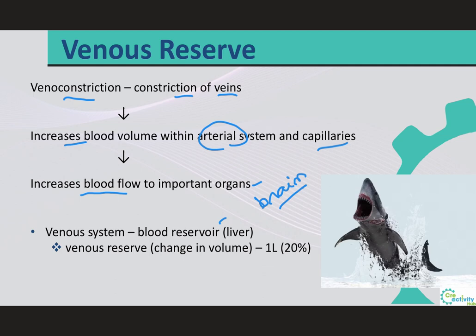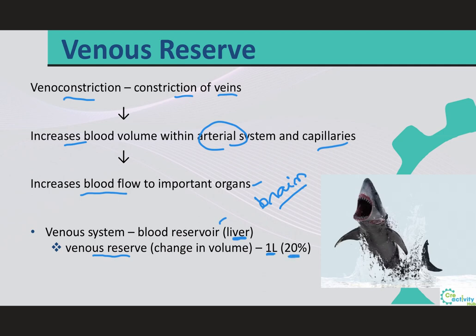Now, the liver is the one that will act as the primary reservoir, and the change in volume actually constitutes what we call the venous reserve, which normally amounts to just more than 1 liter of the total blood volume. And since we have roughly 5 liters of blood circulating throughout our body, this would represent 20% of the total blood volume.